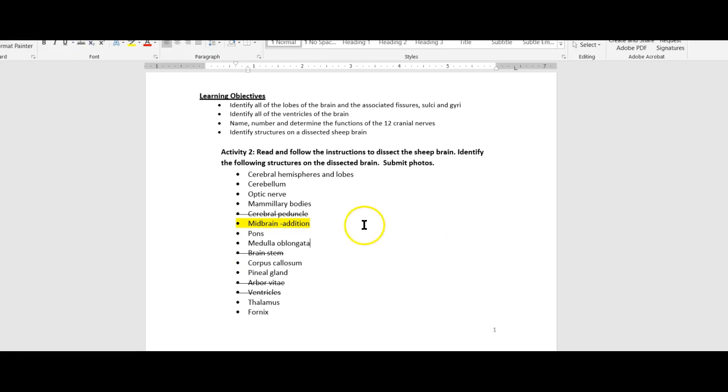Dissection, and I'm going to get rid of a couple of things for you because I eliminated them in the lab guide. So you can cross off mammillary bodies, cerebral peduncle. Instead of cerebral peduncle, you're going to learn midbrain. The external part of the midbrain that you can identify on the outside of the sheep brain is the cerebral peduncle, but we're never going to use that term in lecture. So just these things here are what you need to identify.